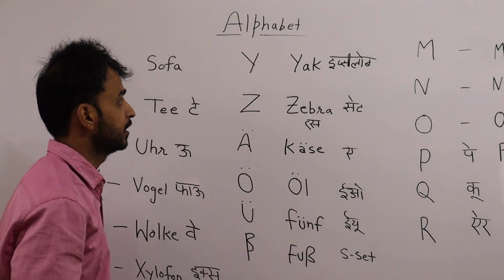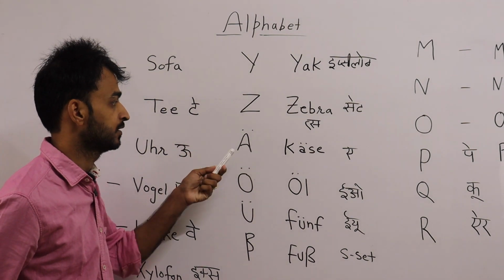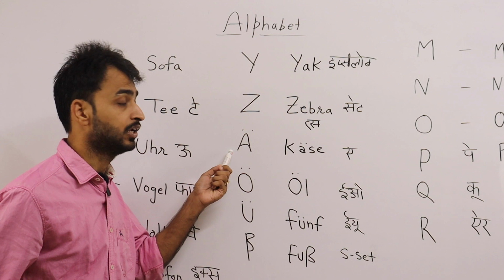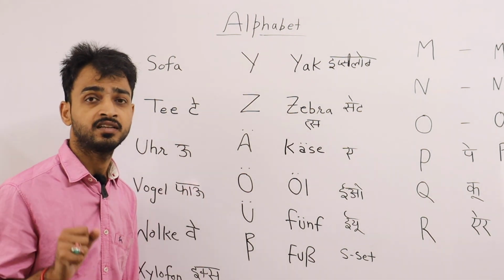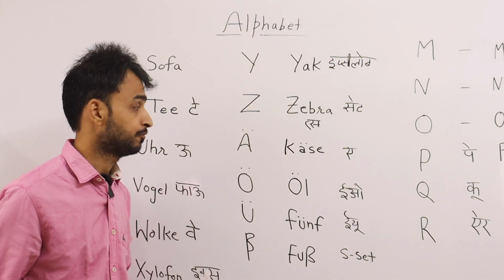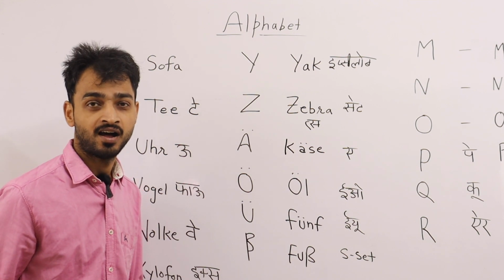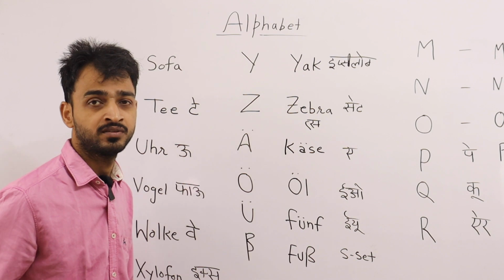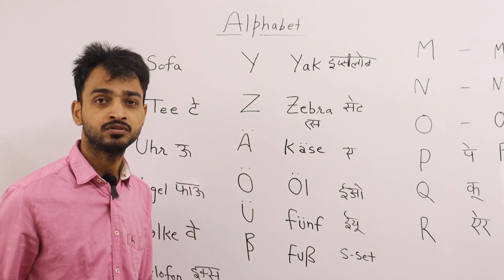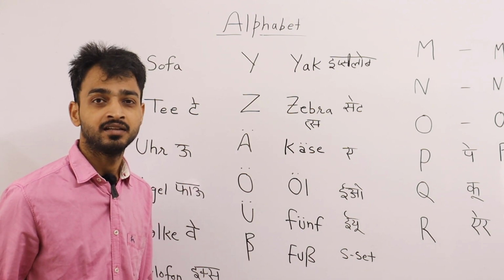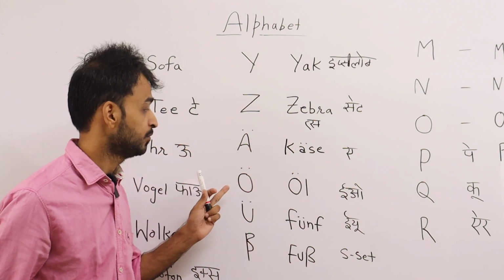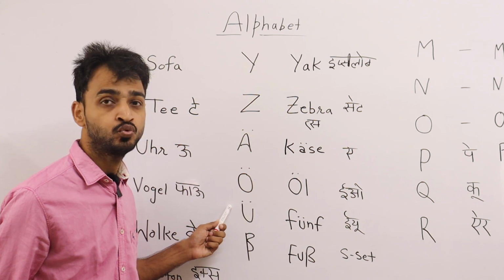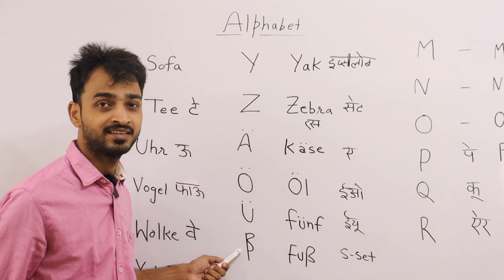So once again, Eszett. A umlaut sounds like the English A, but without the umlaut it is A. These dots are called umlaut. A with umlaut, A without umlaut. Similarly, O umlaut, U umlaut, Eszett.